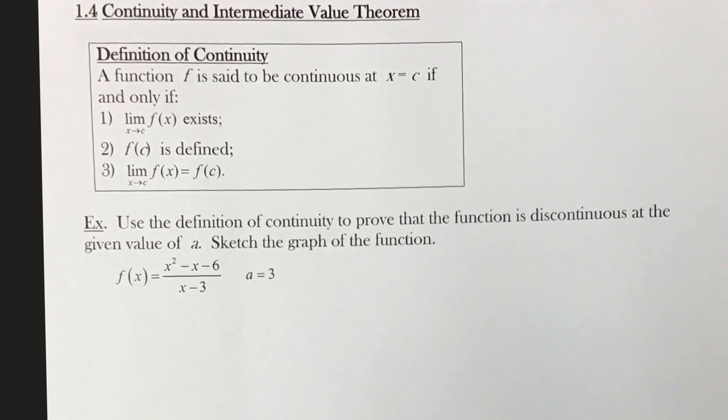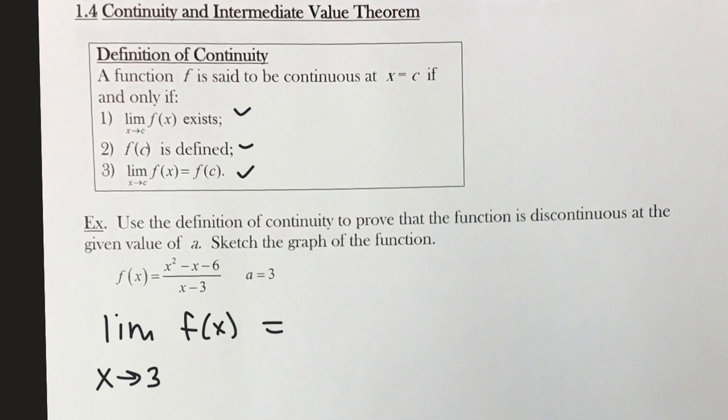Okay, so let's go through and disprove. So we have to do these things, right? In order to disprove something, we're going to use the definition. So, number one, does the limit as x approaches 3 of our function exist? That's the first thing. Because if the limit doesn't exist, bam, we have shown that it is discontinuous. Okay? So what's happening at 3?